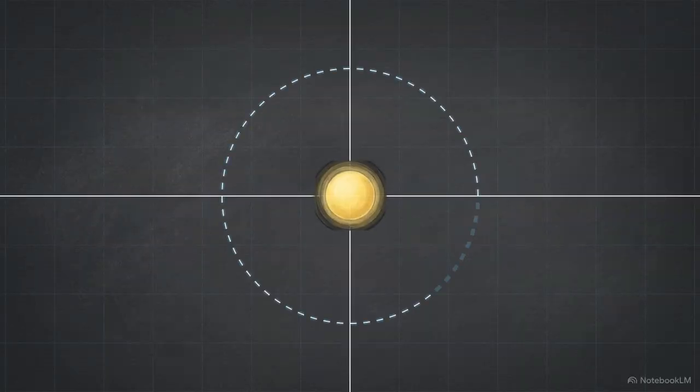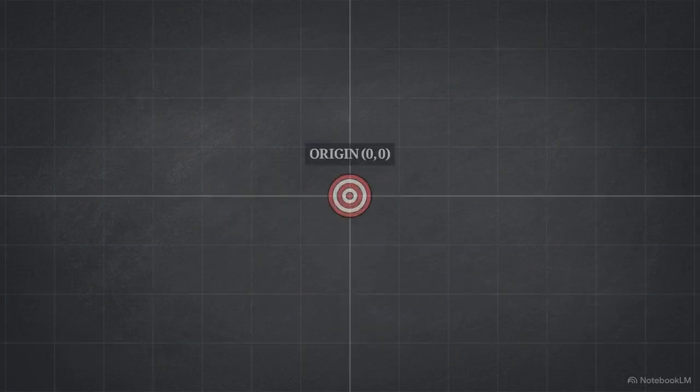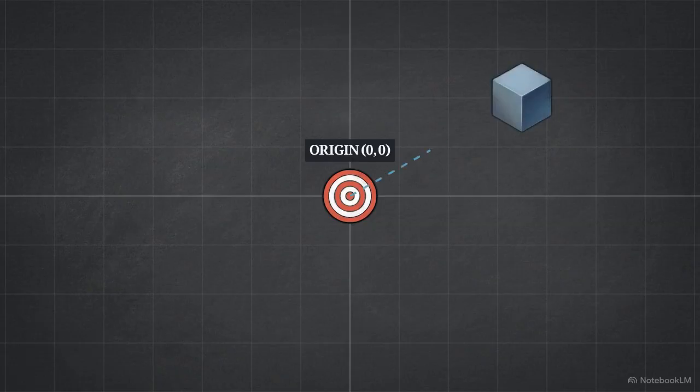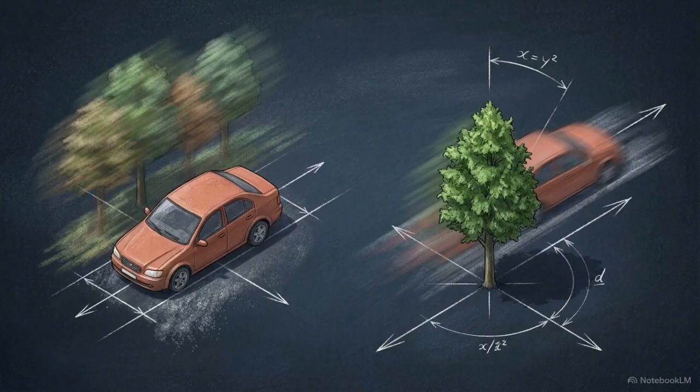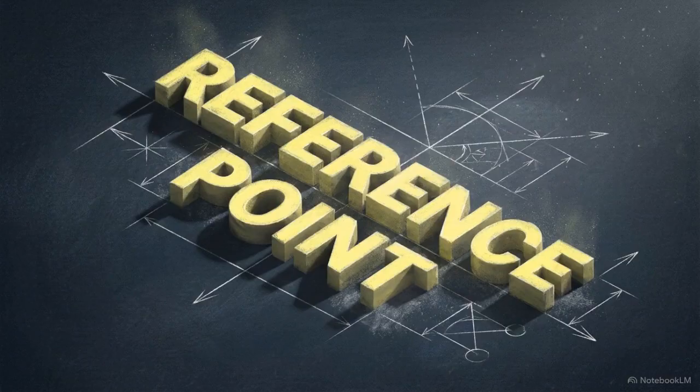But relative to the sun, that same person is hurtling through space on a spinning planet at thousands of kilometers per hour. This makes it impossible to define an object's position without first establishing a fixed reference point, or origin. This means that motion is not an inherent property of an object, but a relationship between the object and its surroundings. Every physical description must begin by asking, compared to what?